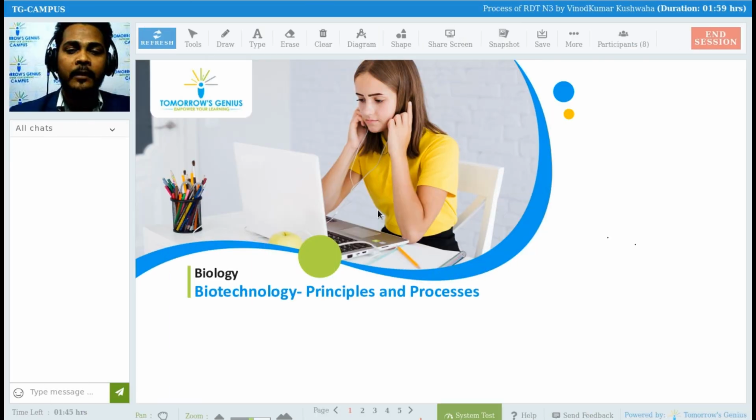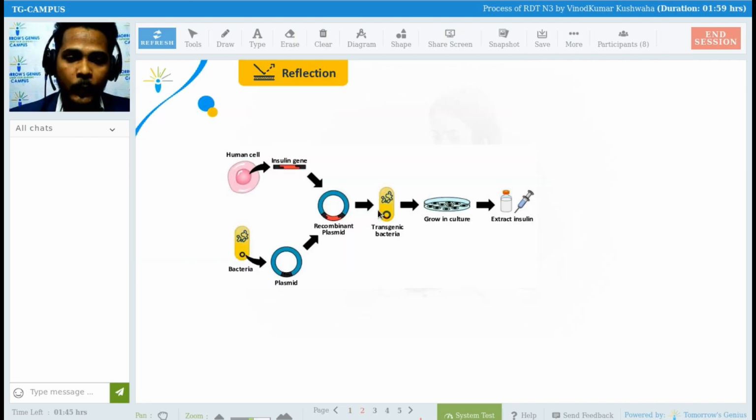Now let's continue with today's topic. As I told you, this is the reflection of what we are going to learn today. Suppose you want to make insulin, a kind of drug which controls diabetes. If you want to make an insulin product for the market, how will you create that insulin? You have to first isolate the desired gene from the human cell.